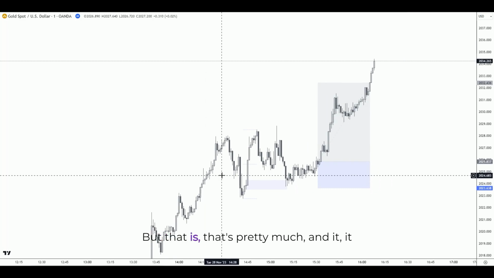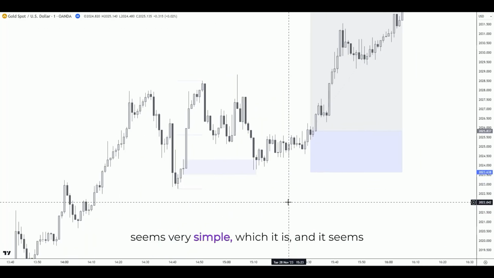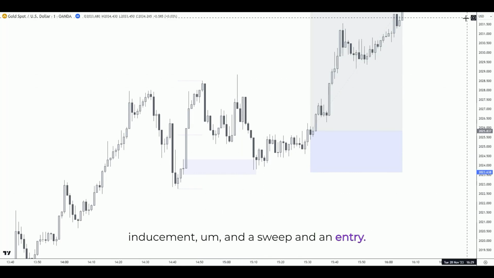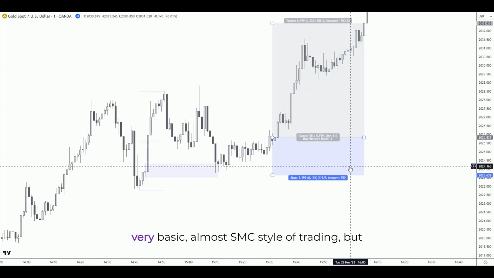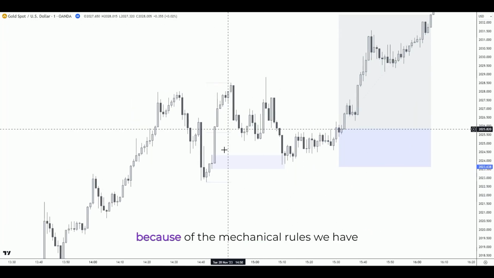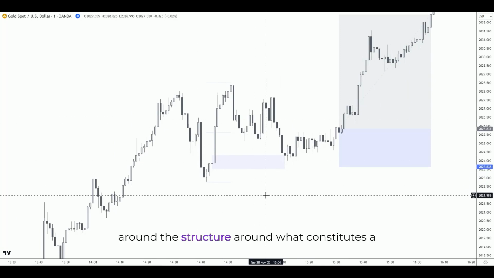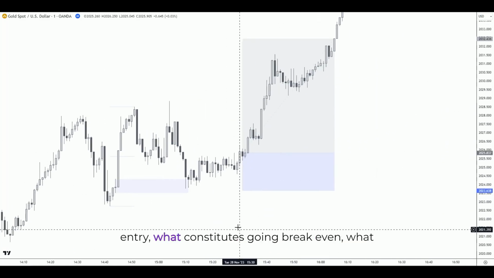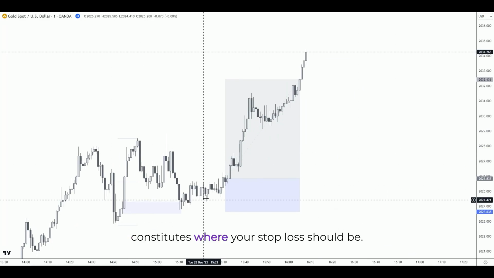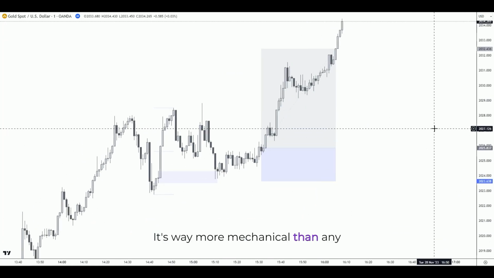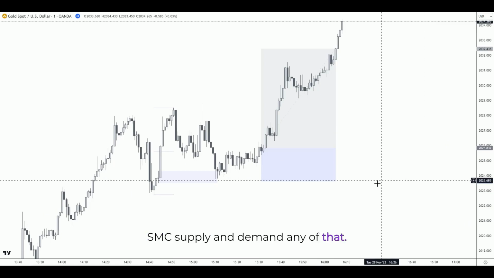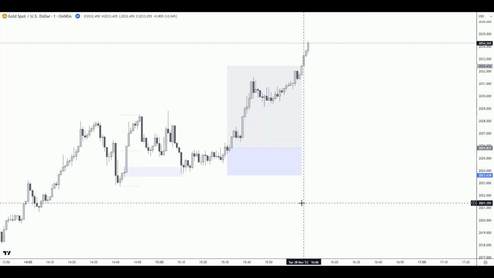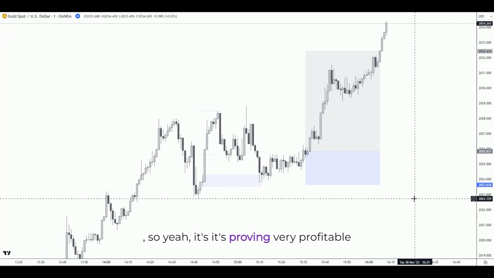But it seems very simple, which it is, and it seems like basic stuff. You've got inducement, and a sweep and an entry, and in a sense, you could say it's just very basic, almost SMC style of trading. But because of the mechanical rules we have around the structure, around what constitutes a mitigation, what constitutes inducement, what constitutes a break above, what constitutes an entry, what constitutes going break even, what constitutes where your stop loss should be, it's way more mechanical than any SMC, supply and demand, any of that rubbish that you've ever seen before. We always know exactly where we are, what we're doing, what we're looking for. So yeah, it's proving very profitable.